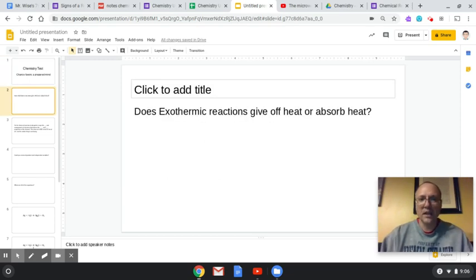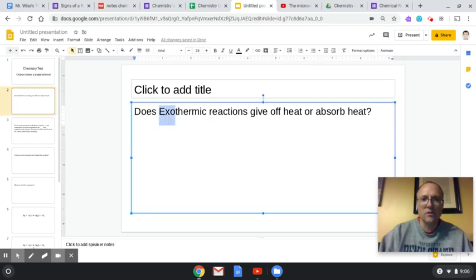And the first question that I want to address here is, do exothermic reactions give off heat or absorb heat? Well, to answer this question, you got to look at the prefix. The prefix exo as opposed to endo. Exo, like in the word exit, when you go through the exit of a building, you're going out of the building. So that means in an exothermic reaction, energy is going out of the reaction, as opposed to endothermic reactions where endo, like an entrance, you're going in. So exothermic energy is going out, and so it's giving it off.